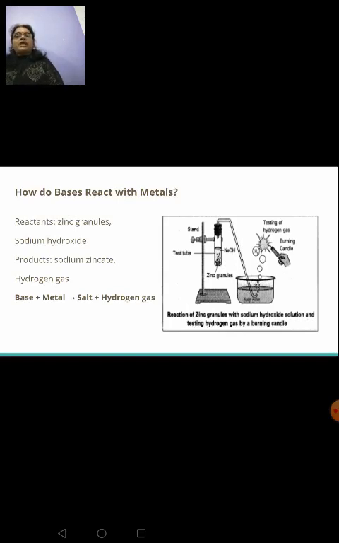You can test whether hydrogen gas is liberated with the help of a burning candle or a burning matchstick. But one thing you should remember, all metals will not react with bases to form salt and hydrogen gas. Metals like zinc, aluminium, tin, they will react with bases to form the corresponding salt and liberate hydrogen gas.